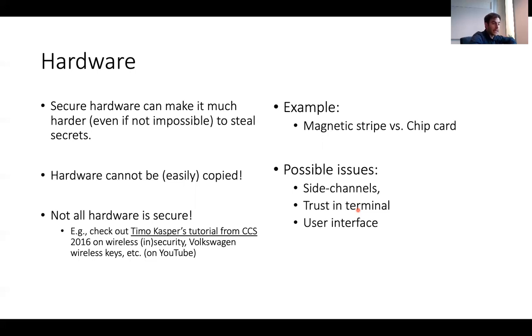So a good example of this again is magnetic stripe versus chip card. In the old days, credit cards were used by swiping the magnetic stripe in the reader, and this essentially meant that there was a secret written on the stripe, and when you use your card, the secret is read by the reader and sent.